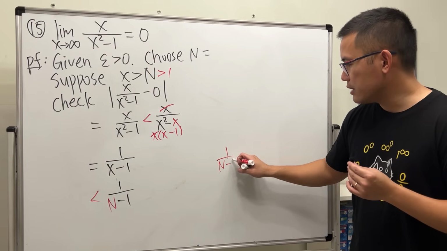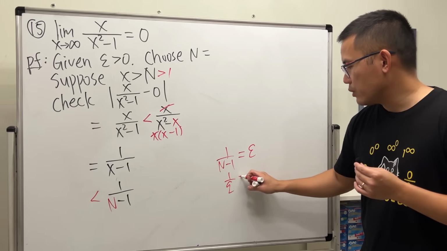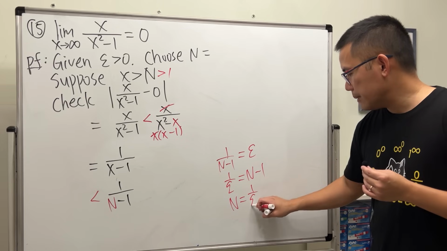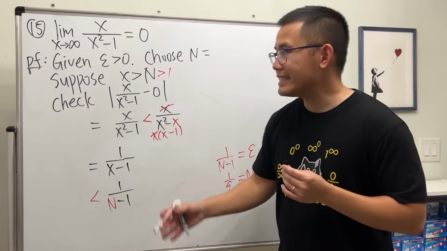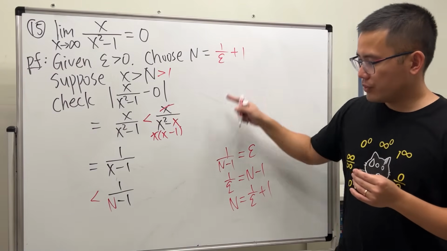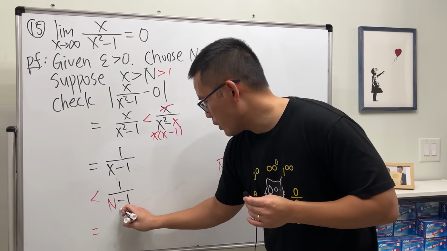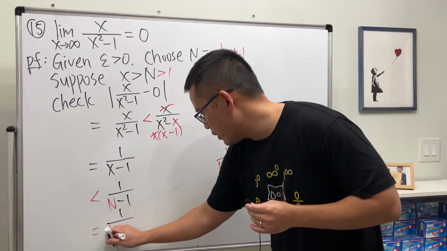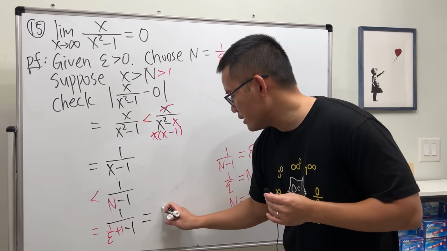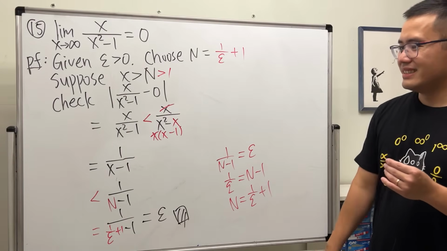1 over n minus 1, set it to be epsilon. We know 1 over epsilon will be n minus 1, and n will be 1 over epsilon plus 1. So we'll come here and say n is 1 over epsilon plus 1. Put that here. I'll just say this is equal to 1 over 1 over epsilon plus 1 and then minus 1 altogether is equal to epsilon. Okay, done. Just like that.